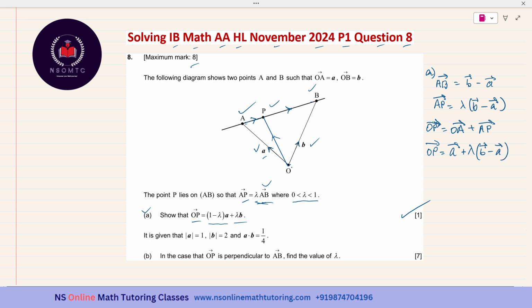Okay, so if we expand this, open this bracket, it will be plus lambda B minus lambda A. So therefore, OP vector is equal to 1 minus lambda A plus lambda B. Okay. Shown.